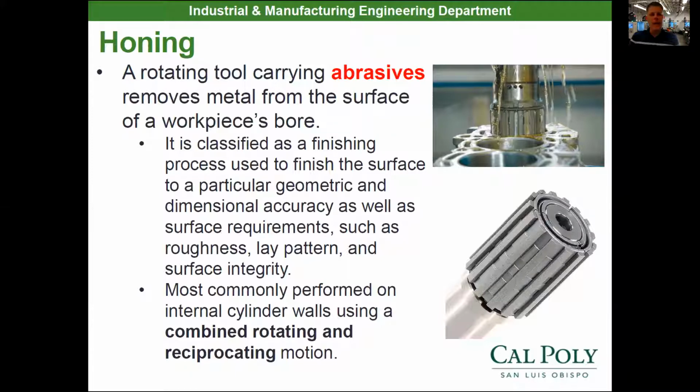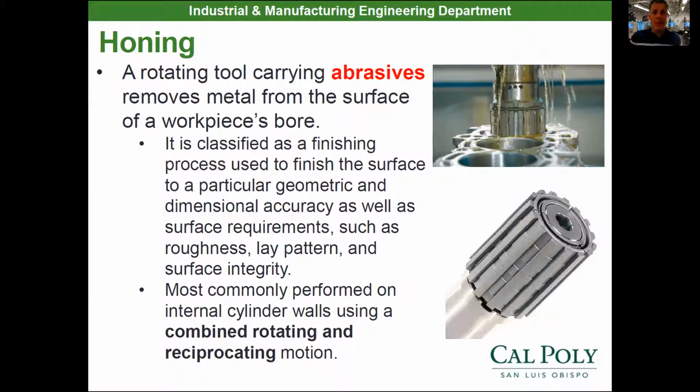So you have a rotating tool carrying abrasives. This is the actual tool over here on the right. The tool has abrasive stones on it. If you've ever heard of honing a knife, it's because you have a honing stone. It's the same type of stone that's on this tool. And you rub your knife against the stone at a certain angle to get that sharp edge. So that would be an example of honing a knife. But honing in manufacturing is finishing the internal bore of something.